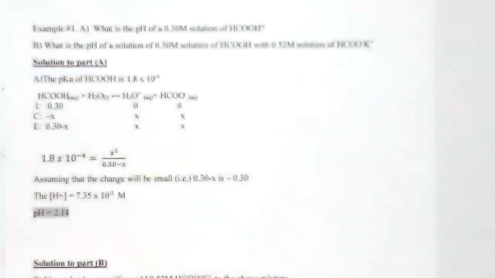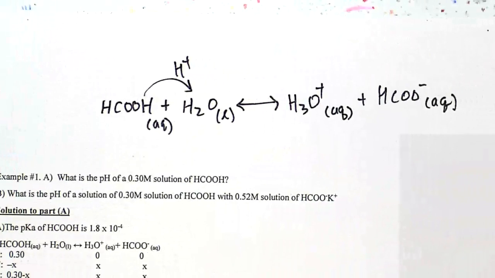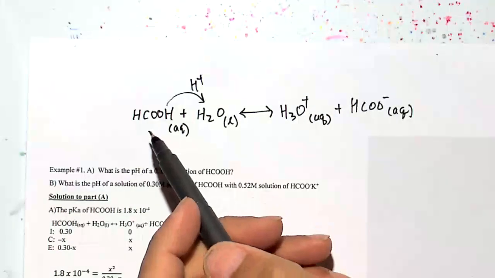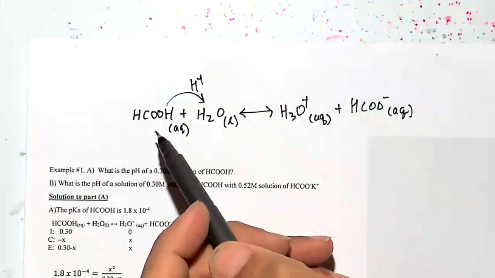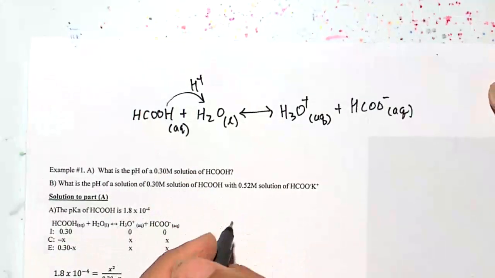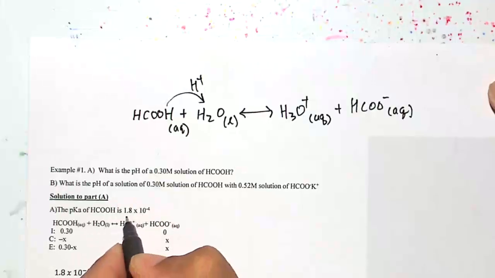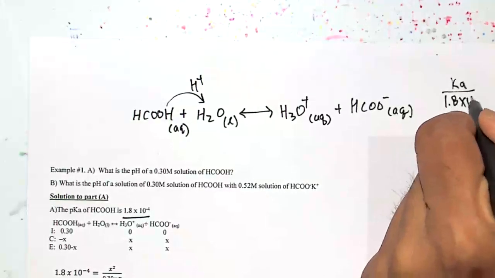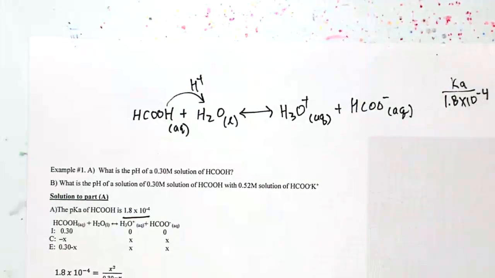All right, so on the quiz and on the exam, first off you're going to write out the chemical formula, the reaction of HCOOH, formic acid, with water. All right, I'll give you the Ka. The Ka will be given to you, and that's 1.8 times 10 to the minus 4. All right, and now you'll set up your ice table.